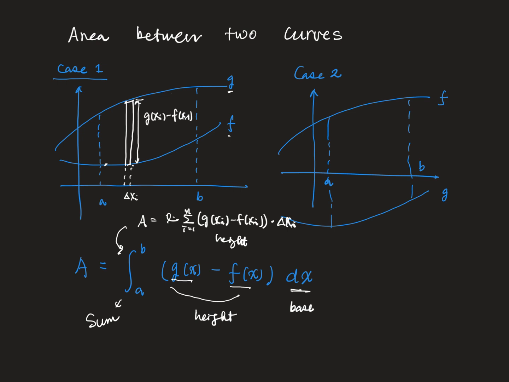So this one is the first case. The second case is where the top is f and the bottom is g, so this one is below the x-axis. Finding the area between the two curves is the same thing. f(x) is the upper curve, g(x) is the bottom curve, so f(x) minus g(x) is the height, and the base is dx. That's how to find the area between the two curves.